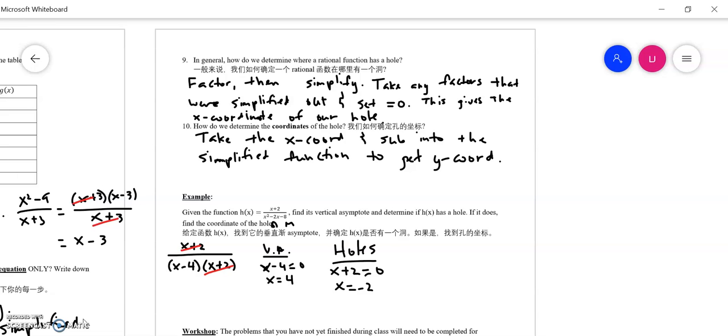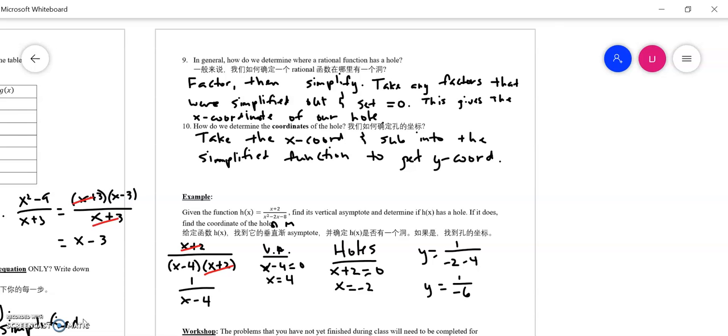This gives us the x coordinate. Sub into the simplified function to get the y coordinate. Well, the simplified function is 1 over x minus 4. So for the y coordinate, we're going to sub in x is negative 2: 1 over negative 2 minus 4. So y equals 1 over negative 6. There are the coordinates of our hole.